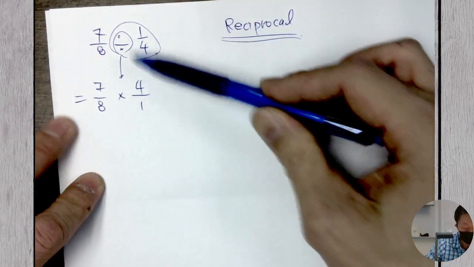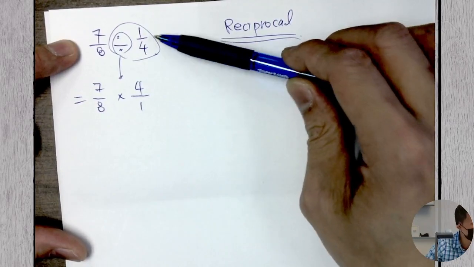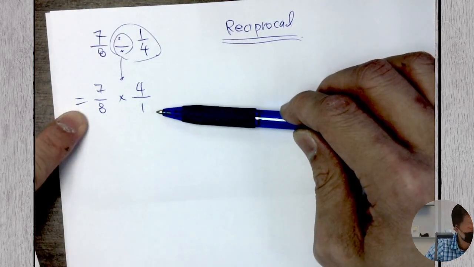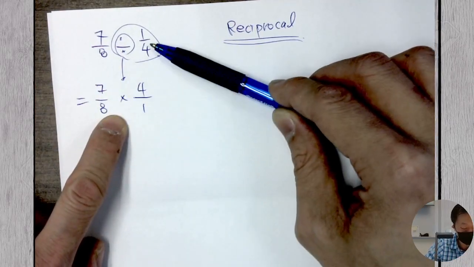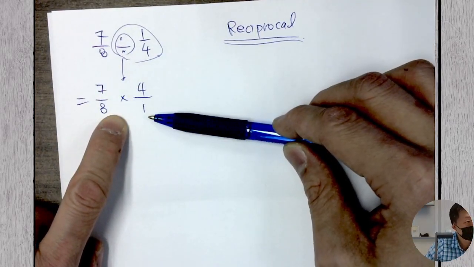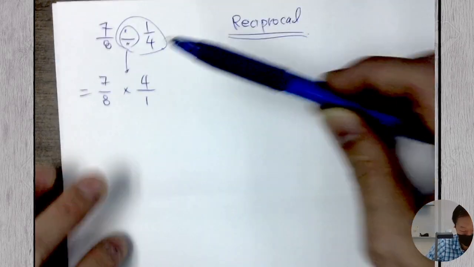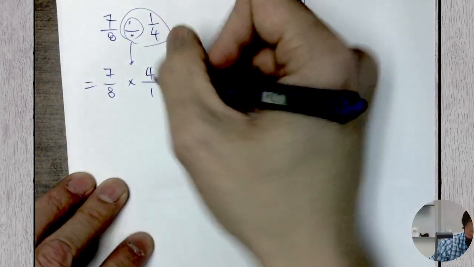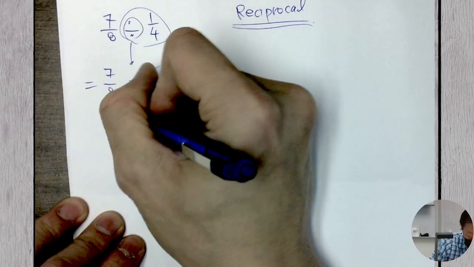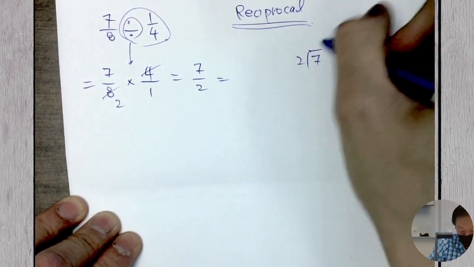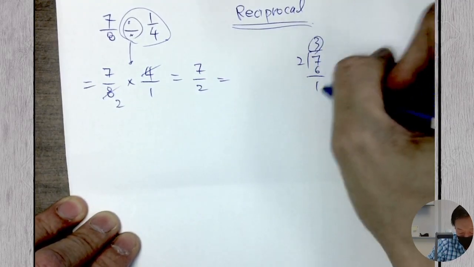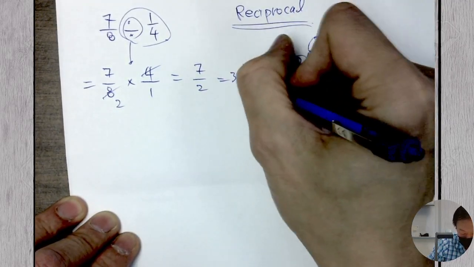So this statement is equivalent to this statement. When you divide by 1/4, it's equivalent to multiplying by its reciprocal. Let it walk on its hands, okay? And then you solve the answer. Simplify things first. 7 over 2 is your answer. 7 over 2 is 3 and 1 over 2.